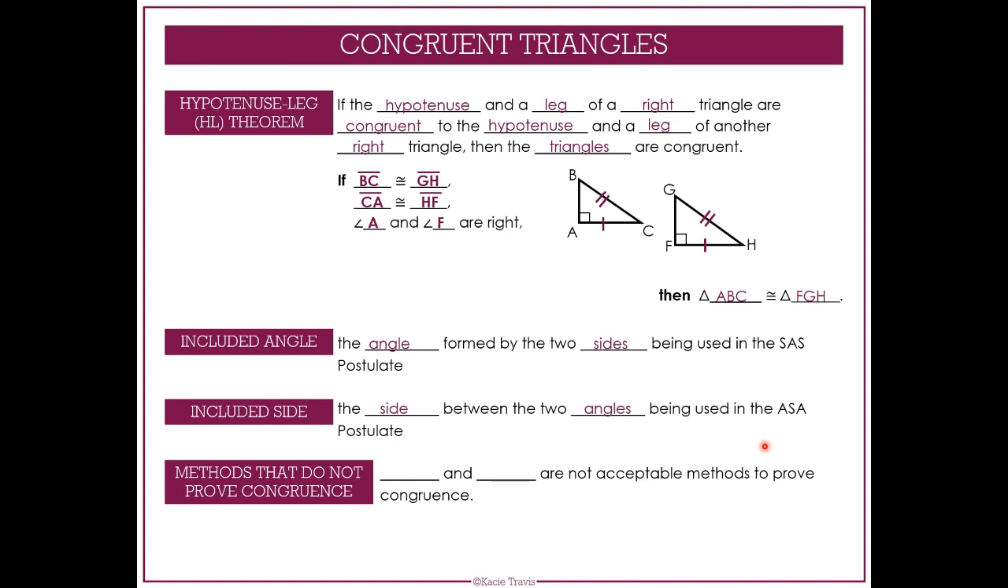Now, the only two things that we're going to make sure that we don't use for proving that these are congruent are AAA or SSA. These don't really prove to us anything that we need to say that two triangles are congruent. So stay away from these.